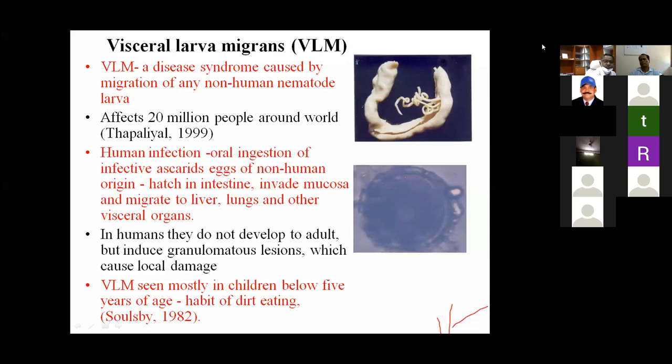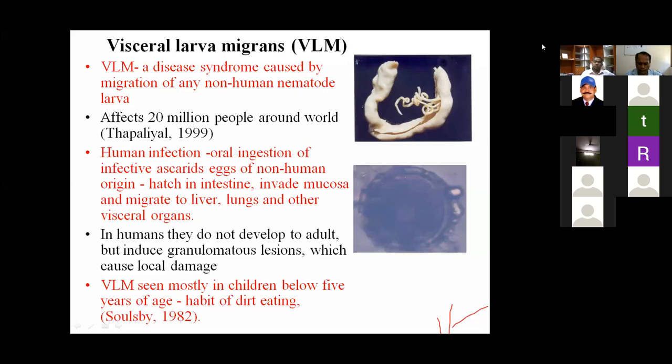This egg, which I have shown in this picture, is not infective. In this egg, L1 will develop inside it and then L2 will develop. Once L2 develops, then this egg becomes infective. So after passage of time in nature, it becomes infective. It is not directly infective like the Echinococcus egg. So in humans, they do not develop to adults, but induce granulomatous lesions, which cause local damage. When we take an egg of dog or cat having the infective stage, that is, an L2-containing egg, it does not develop to adult in our body, but it induces a granulomatous lesion, whichever organ it may go to.